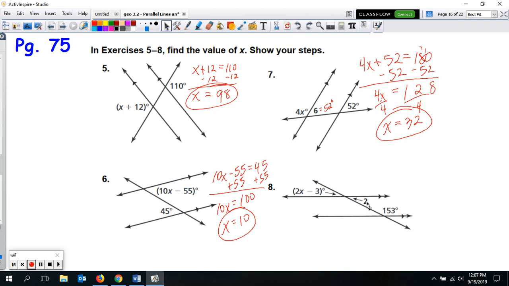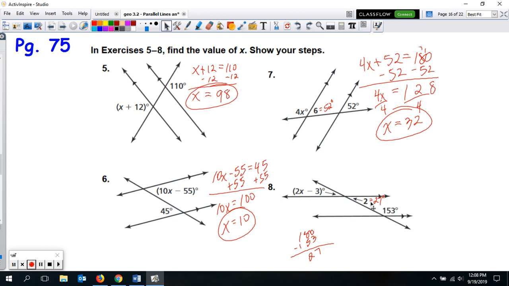And then for number 8, we have this angle 2 right here, which we're probably going to need to know. Does that have a relationship with the 153 degrees? Because 153 degrees does not have any relationship with this 2x minus 3. So we're going to need to figure out what 2 is here. How many degrees is angle 2? And so the relationship here is the consecutive interior. They're on the inside and they're on the same side. So that means they're supplementary, so they add up to 180. So we can do a quick subtraction problem. 180 minus 153 is 27. So that tells us that 27 plus the 153 adds up to 180. So angle 2 is 27 degrees.